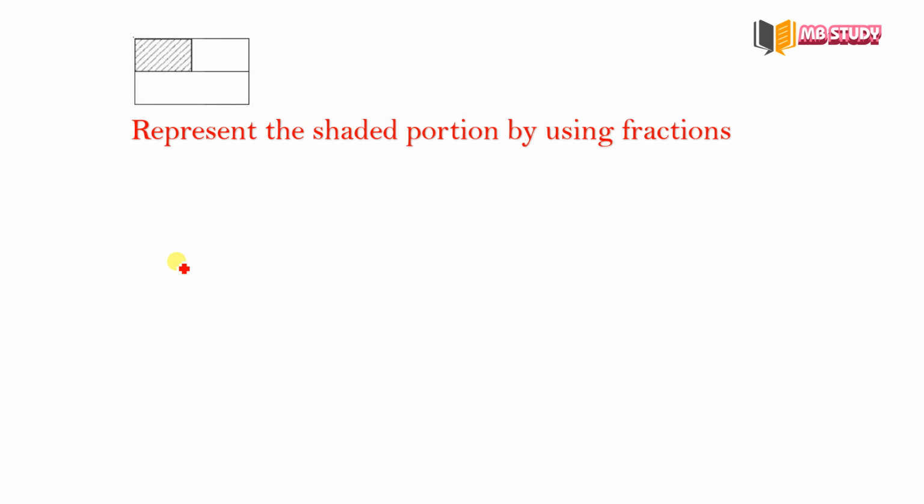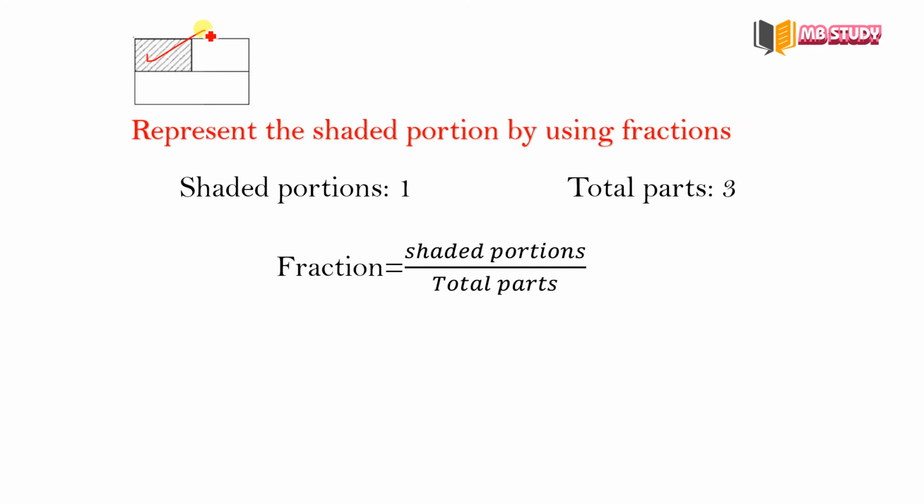So solve this question. Represent the shaded portions by using fractions. If you observe, this is a rectangle. It is divided into 3 parts. The shaded portion is only 1. So shaded portions equal to 1, total parts equal to 3. The required fraction is shaded portions divided by total parts. Therefore the required fraction is 1 by 3.